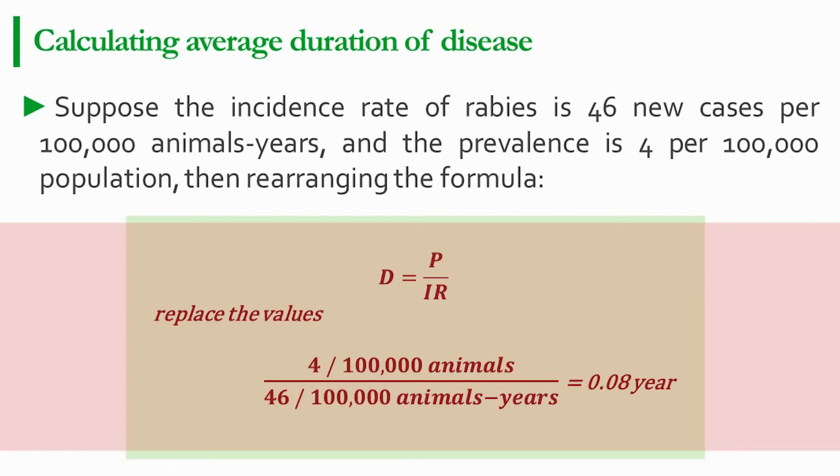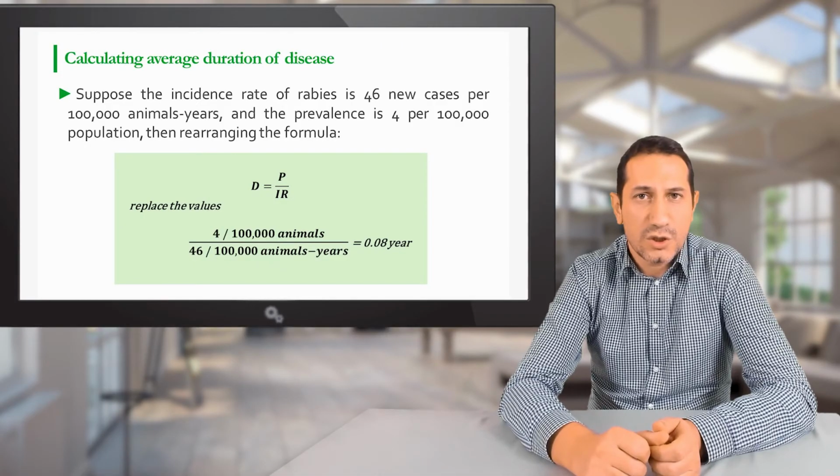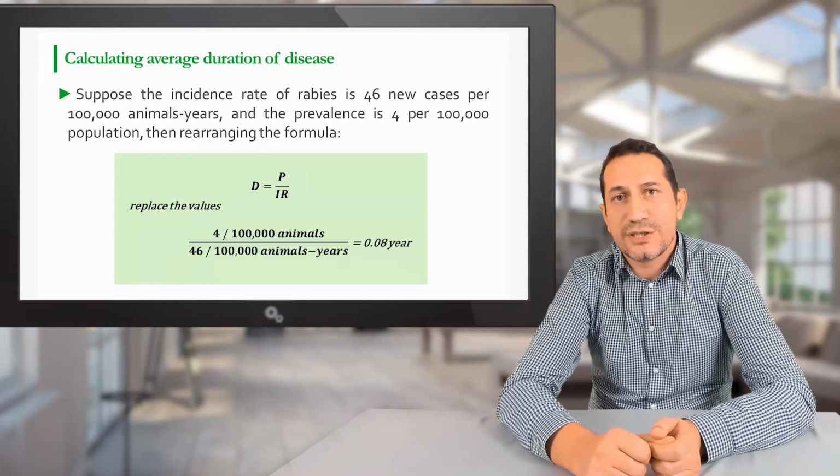So that's correct also in terms of what we know for rabies, that it's almost a month of survival from the time of getting exposed till the death of the animal. So that's how we calculate also the duration of the disease.